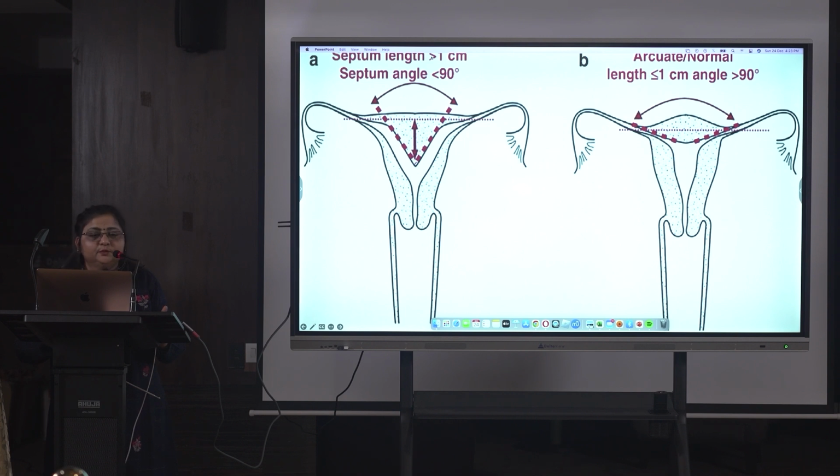So here we can differentiate the septate and arcuate uterus. That is septum length more than 1 centimeter, angle is less than 90. This is a septate uterus. And arcuate uterus, angle is more than 90 degrees and the depth between the middle point of the intercornual line and deepest point is less than 1 centimeter.